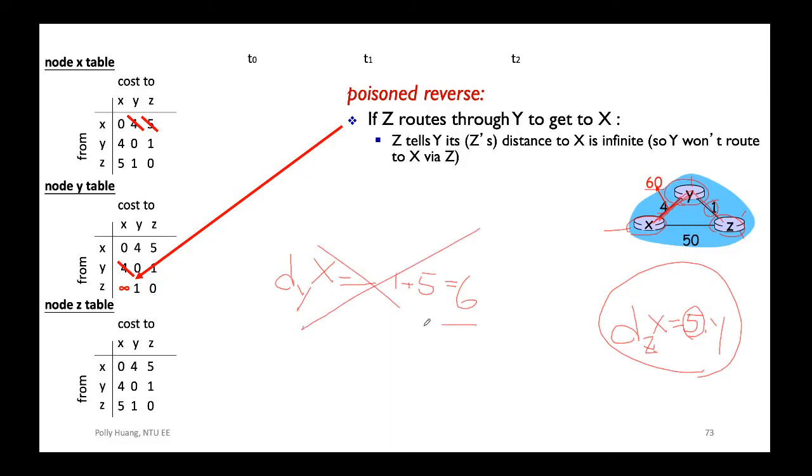So to avoid having confusion such as this, we should stop Z from continuing to tell Y this is the shortest distance. So Z tells Y instead, the distance to X is not 5, instead being infinite. And that is what you're seeing here: the distance from Z to X in Y's table is now infinite. And how do we achieve that?